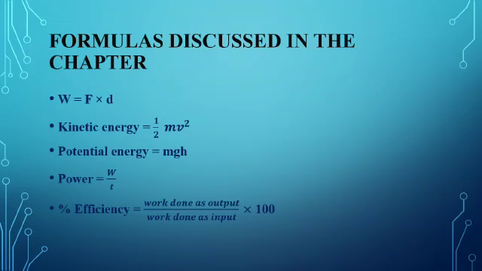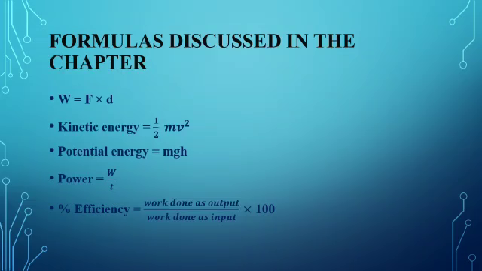First of all, the formulas we discussed in the chapter, I'm going to revise those formulas. This is an important chapter, work, power, and energy, and you came across different concepts like work and work done if there is an angle between the direction of displacement and the direction of force, and also types of energy: mechanical energy, kinetic energy, potential energy. And also you discussed power, potential energy, their formulas, and efficiency.